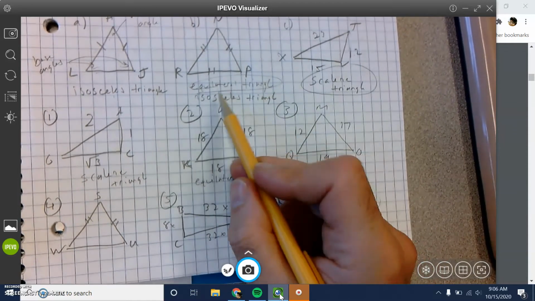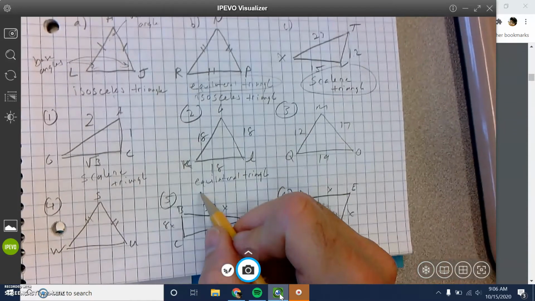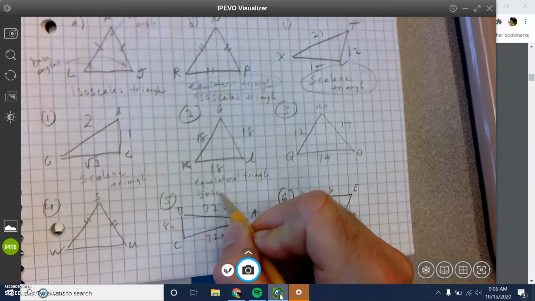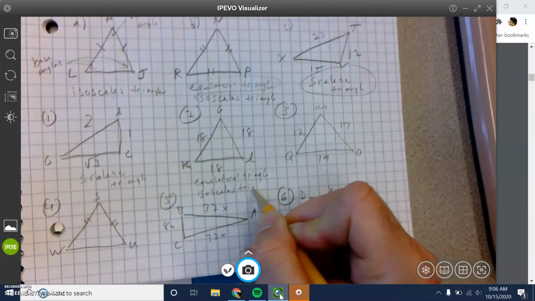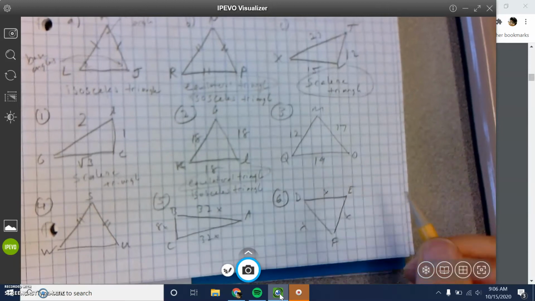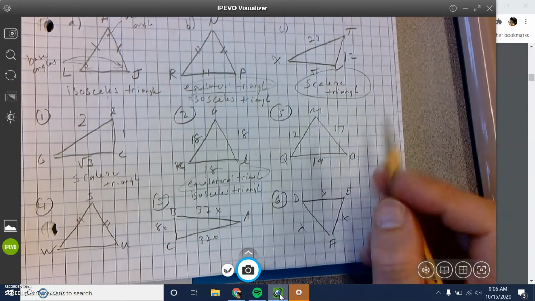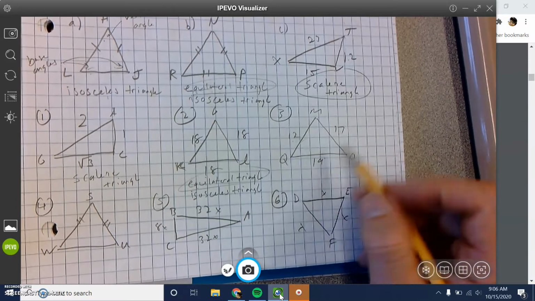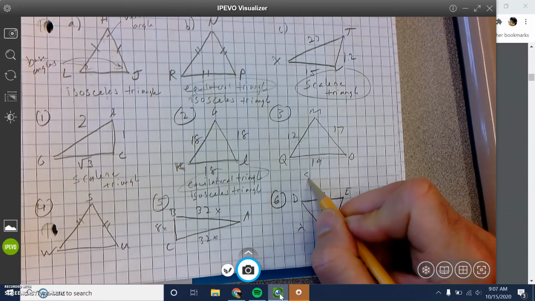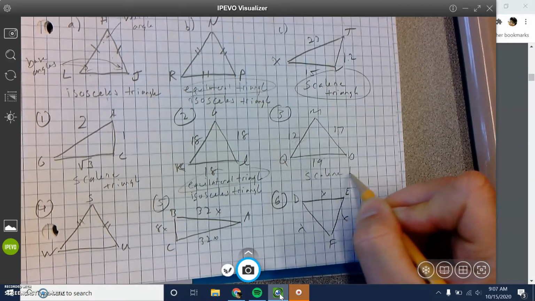But we also learned before in the example, at least two sides are congruent, so we also call this an isosceles triangle. Primarily, it's an equilateral triangle, though. You gotta have both. 3, 12, 17, 19. All of these are different measures, so this is a scalene triangle.